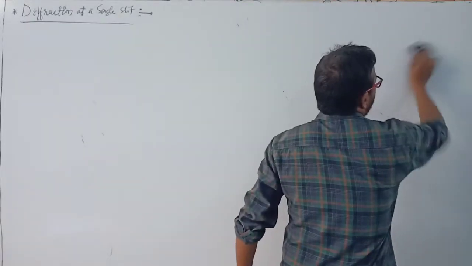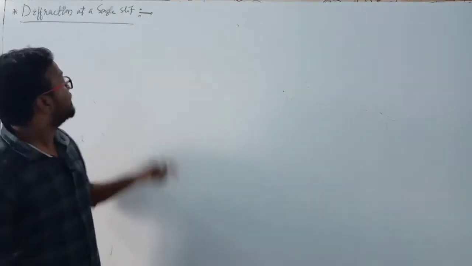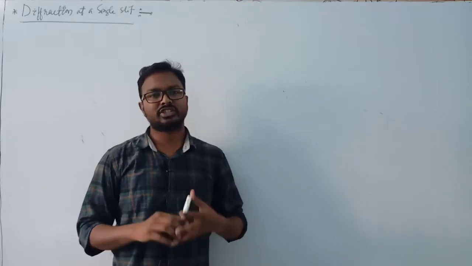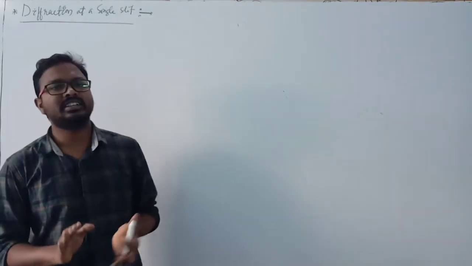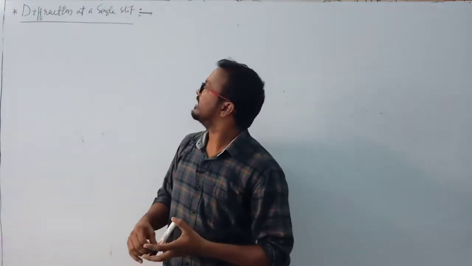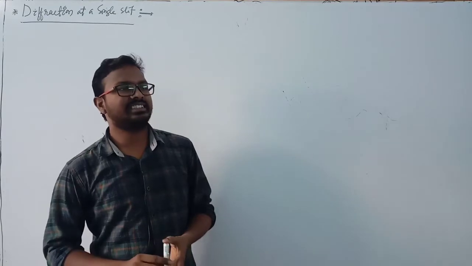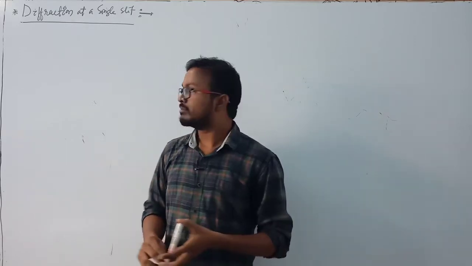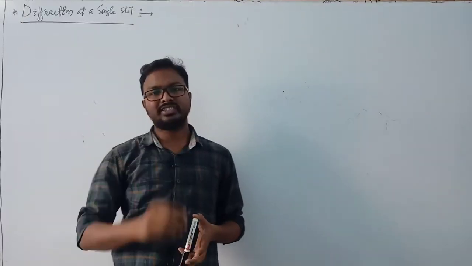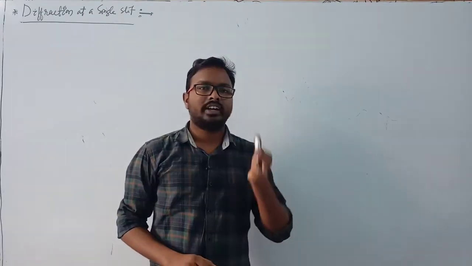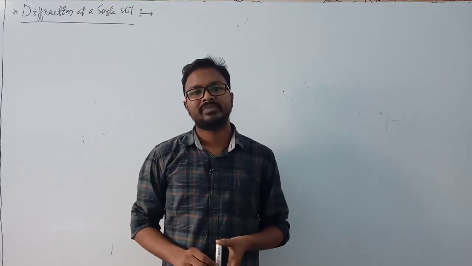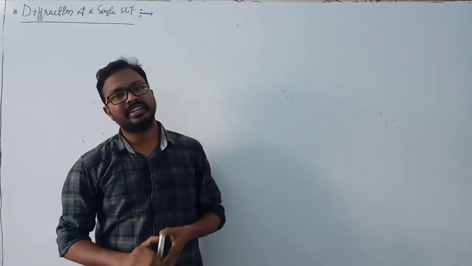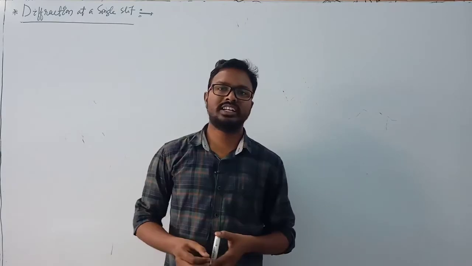Clear? So now we will start another important long question, diffraction at a single slit. We already discussed interference of light or Young's double slit experiment. So what is the difference between Young's double slit experiment and diffraction at a single slit? The difference is that in Young's double slit experiment, we use two slits, a double slit, but here we use only a single slit. And what is the similarity between them? Here we get the interference pattern on the screen, and here also we get the interference pattern on the screen. That means we get maximum intensity of light and minimum intensity of light, and a central maxima. Here also we get a central maxima.